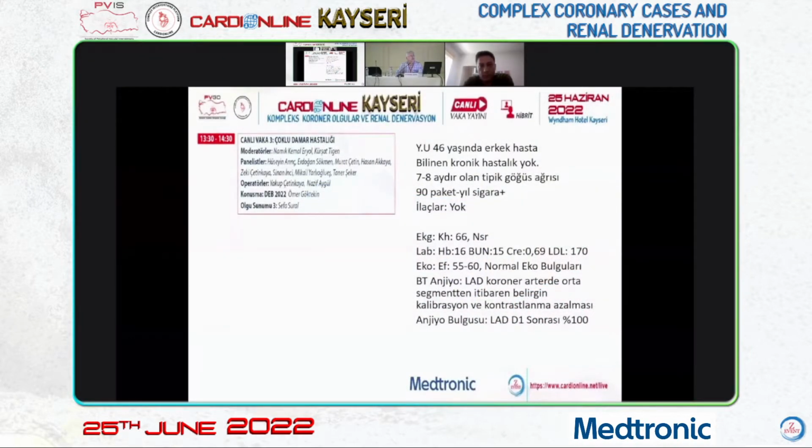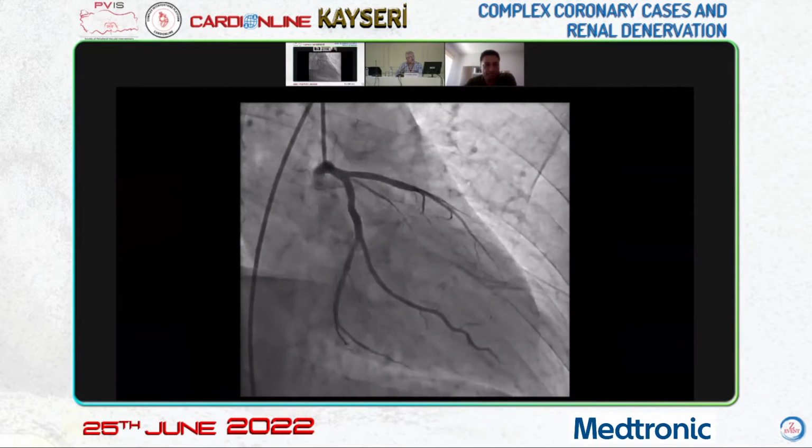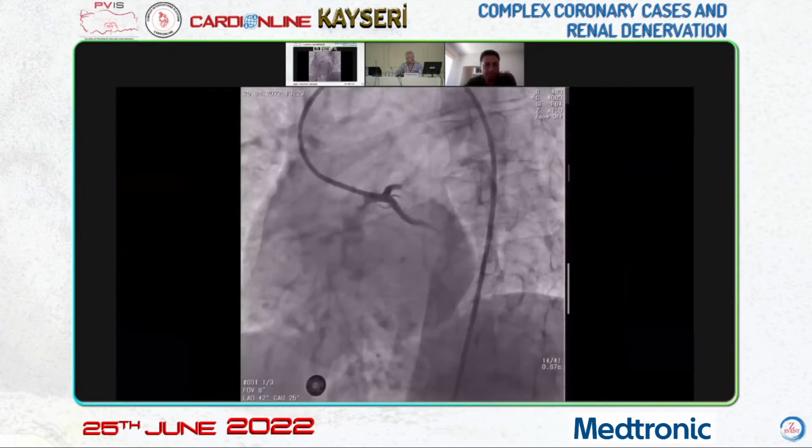46-year-old male, no known chronic disease, atypical chest pain for 7 or 8 months, and the echo findings are normal. CT angiography was done. In the LAD coronary artery from the mid segment, clear calcification and contrast diminishing exist in the LAD. D1 is seen obstructed after the angiography.